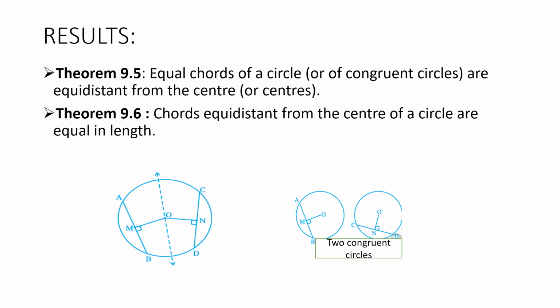Next, theorem 9.5. Equal chords of a circle or of congruent circles are equidistant from the center. And the converse is also true. Chords equidistant from the center of a circle are equal in length. That means in the first case, if you have a circle and the two chords are equal, then OM and ON, that means the distance from the center, will be the same. And the same holds if there are two circles with congruent chords. So if again in two circles AB and CD are congruent, here also OM and ON are equal. And if the chords are equidistant from the center, then they are always equal in length.